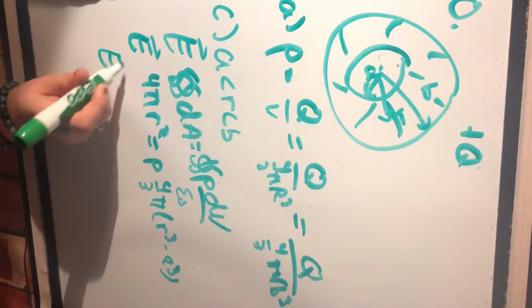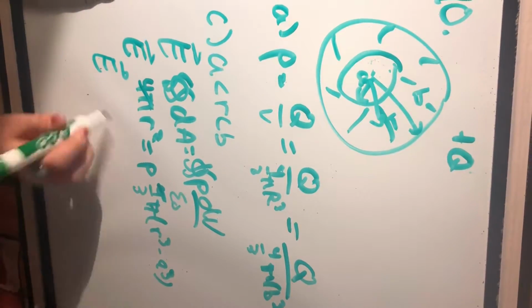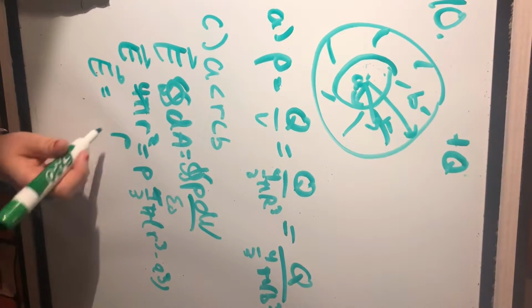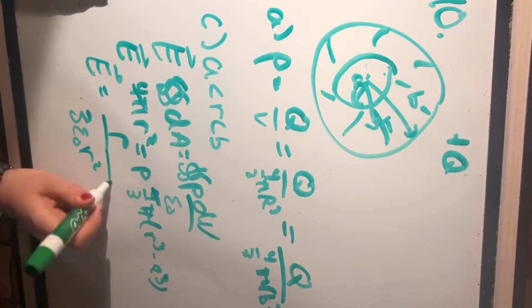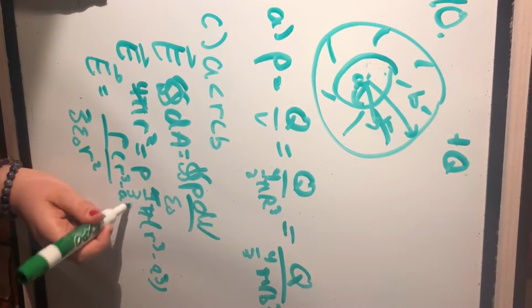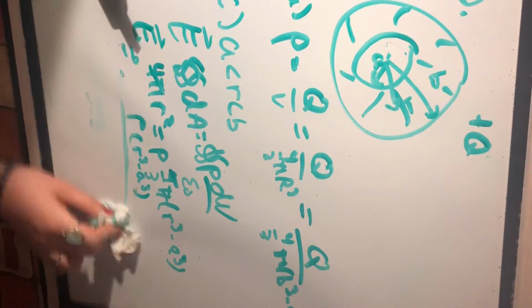So then we know the electrical field is just this divided by this. The 4 pi's will cancel. So it's going to be equal to rho over 3 epsilon r squared, and then the r cubed minus a cubed stays on top. That's the answer to C. We're going to move on to D.